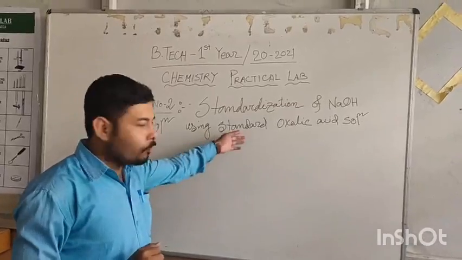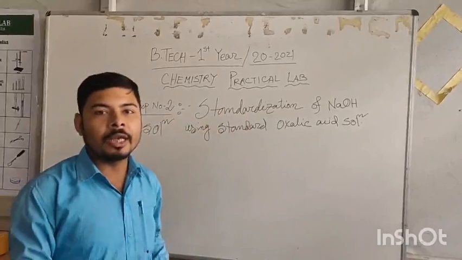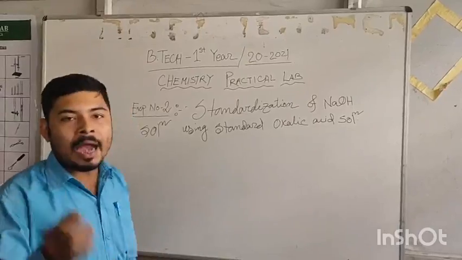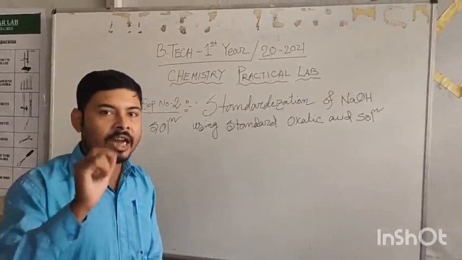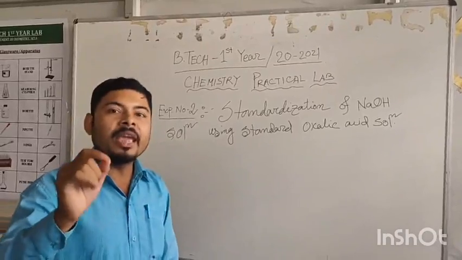Obviously, since this is an acid-base titration, we have to use phenolphthalein as an indicator. We can take methyl orange also, but you have to identify which indicator is required for which titration. This is basically based on the pH of the solution.